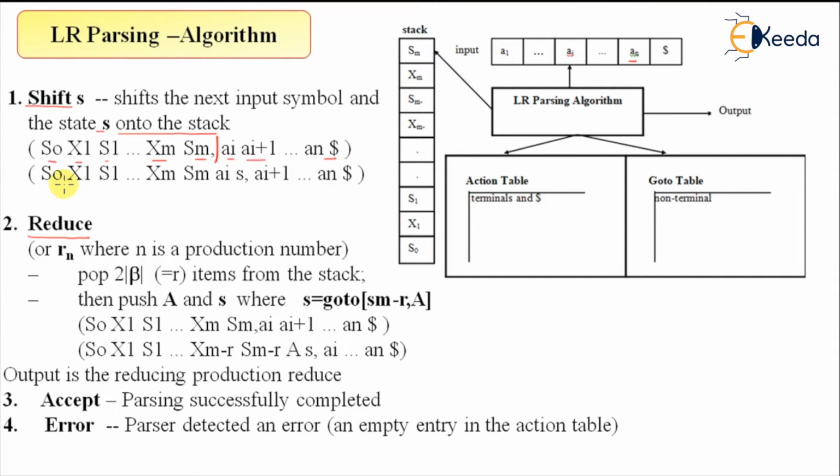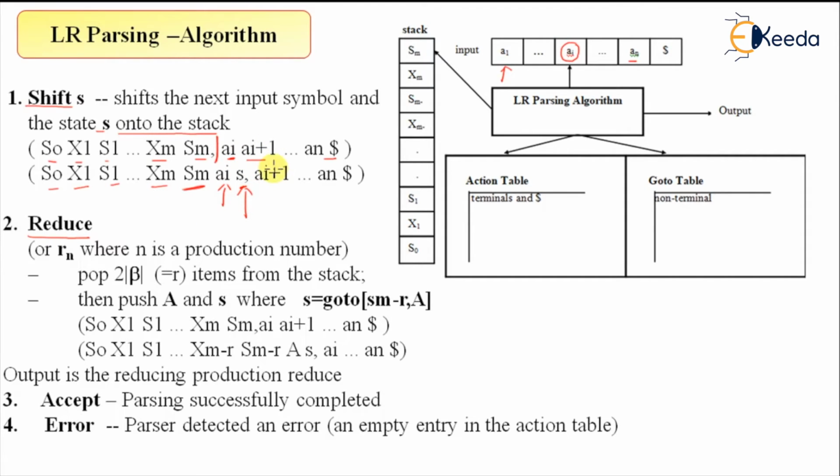So what will happen when we perform the shift action is that this AI will be put on the top of the stack. It will become S0, X1, S1, XM, SM. Where is AI coming from? AI is coming from the input. This AI is coming from this place. AI will be in the stack and it will go to the new state, that is S.